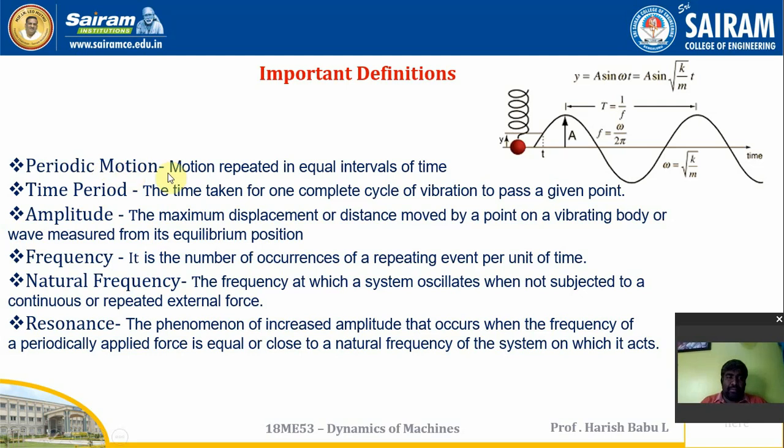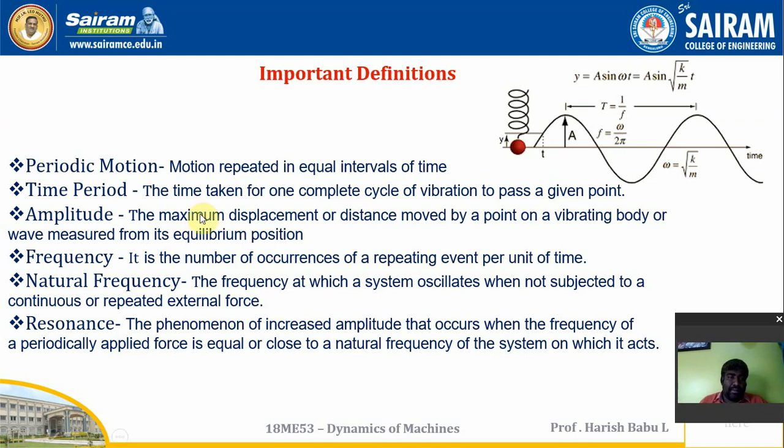If you take the periodic motion, you can see there is a sinusoidal wave, having amplitude, time period, frequency, omega, and the equation. The motion is specified as y is equal to a sine omega t. We can take x or y. Here a is the amplitude, and omega t is the angular velocity times the time taken. So now for the definitions: the motion repeated in equal intervals of time is called a periodic motion.